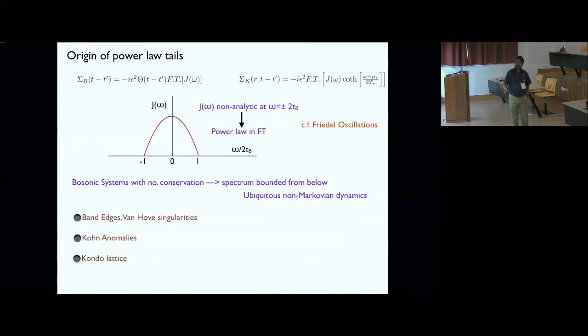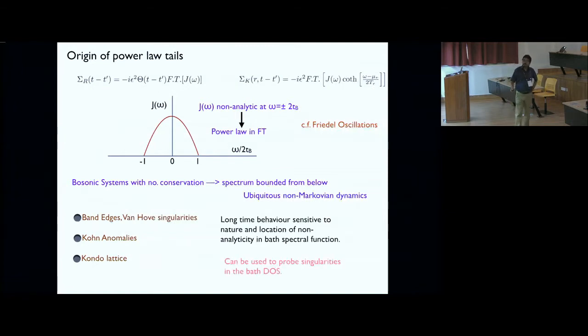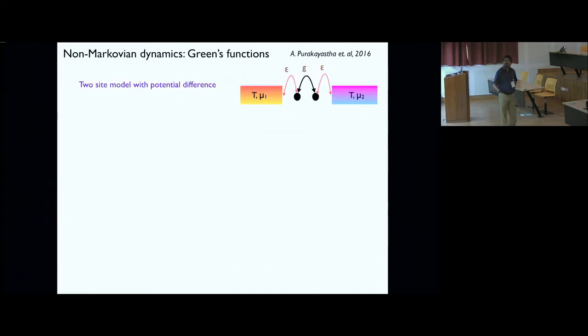There are other possibilities. For example, you can have band edges, which is what this is. You can have Van Hove singularities if you are just having a band in, let's say, fermions or anything. For phonons, you can have things like Kohn anomalies, which will give you non-analyticities in the dispersion. In general, you can have problems like Kondo lattice, strongly interacting problems, where you get non-Fermi liquid. Okay, so the idea is that the long-time behavior is sensitive to the nature and location of the non-analyticity. In fact, in a way, if you take this as your probe, you can probably probe the singularities in the bath density of states. That's something interesting that comes up.